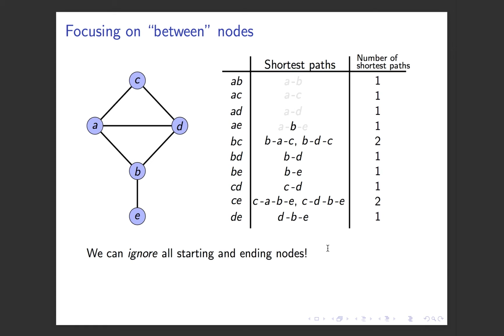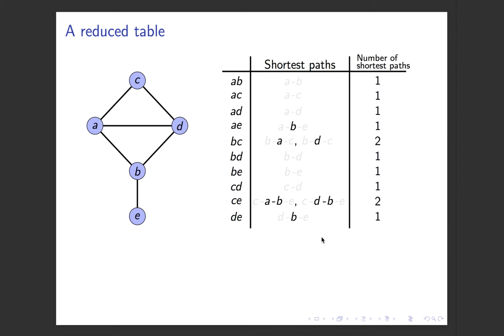At this point, if you want to pause the video and cross out all the other starting and ending nodes for the shortest paths that appear in this column, I recommend you do that, and then you can check your answer. So here's our answer. We have looked over all of our shortest paths, and we've erased any starting or finishing node, leaving only the between nodes left in the shortest paths column.